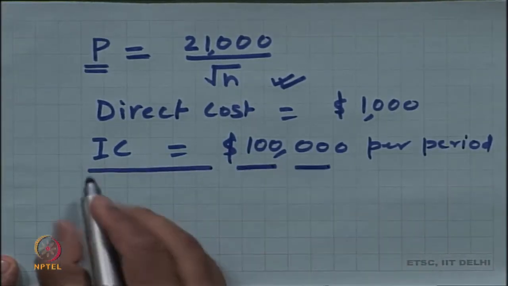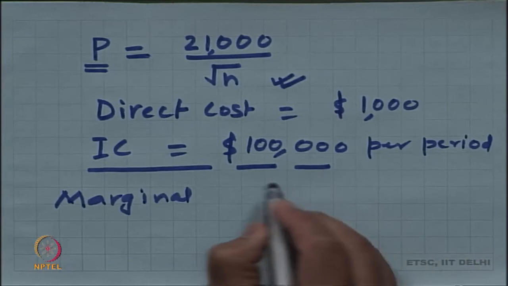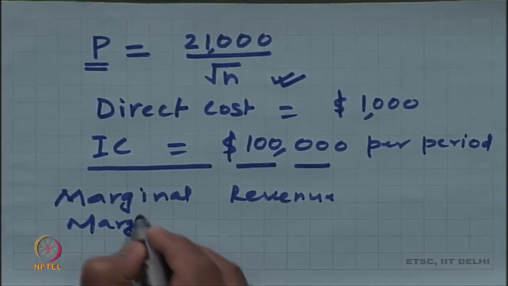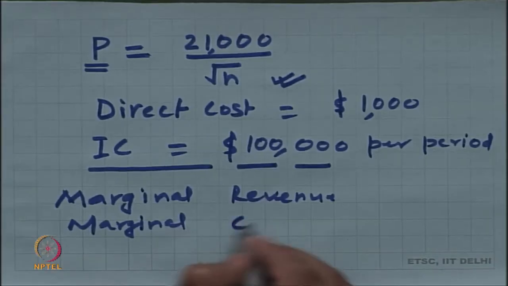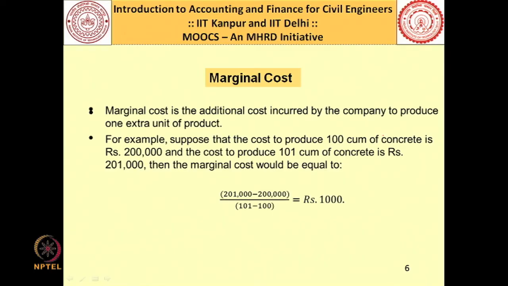Now, I define two terms. We call them marginal revenue, and there is another term called marginal cost. These two definitions also need to be understood and then subsequently we will see how to carry out the break even analysis. When you say marginal cost, it is basically the additional cost that we are incurring to produce one extra unit of product. This is how you define the marginal cost. So, what is the additional expense that you are incurring in order to produce one extra unit?